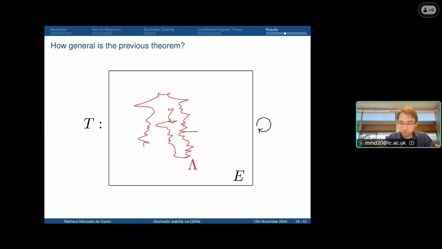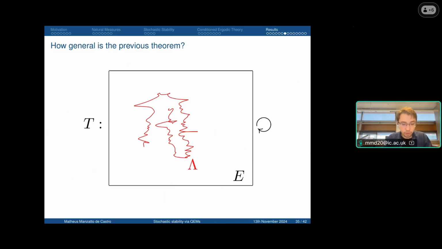And now the question is, well, how general is the theorem, right? So I have been doing this only for the logistic map, but of course we can try to do a bit better, right? It was just our toy example.